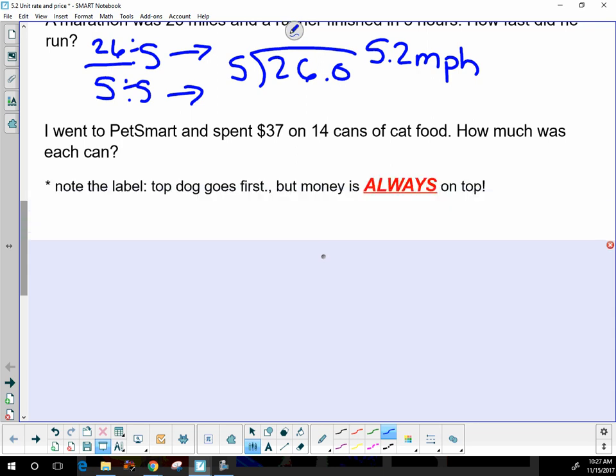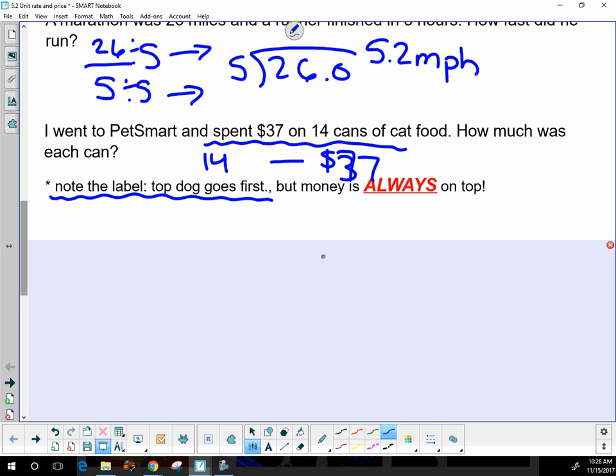Now, here's something interesting about money, and we're going to talk more about money in a second. I've always talked about the top dog going first, but money is always on top no matter what. So I could rephrase this part and say, I went to PetSmart and bought 14 cans of cat food for $37. How much was each can? Even though in that case I said 14, then I said 37, it doesn't matter. Money is always, always, always on top. Okay?